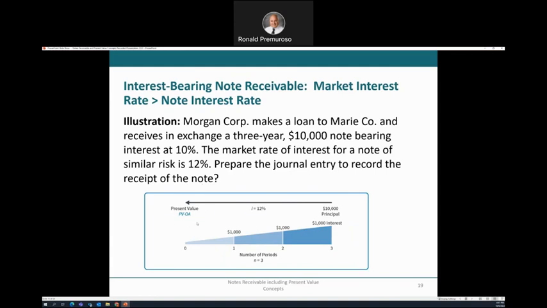So we want to calculate the present value of the ordinary annuity, that's the interest payments, and we're going to calculate the present value of the principal amount, $10,000. But we're not going to use the stated rate of 10%. You always use the market rate when it's different than the stated rate on the note. Under GAAP, we always use the market rate as the basis for calculating the present value of the note. And again, this is a 3-year note, right, by its terms.